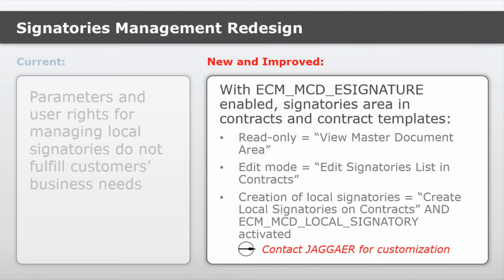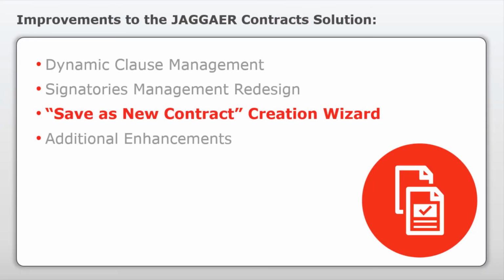Remember that this parameter will be automatically activated if you have the ECM MCD e-signature parameter already. If you would like this parameter deactivated, or if you want to make changes to the configuration, please contact JAGGAER. The next feature we will review is the Save as New Contract creation wizard.